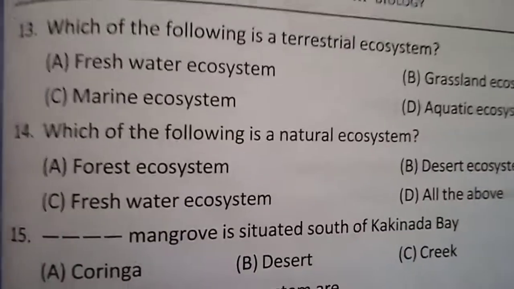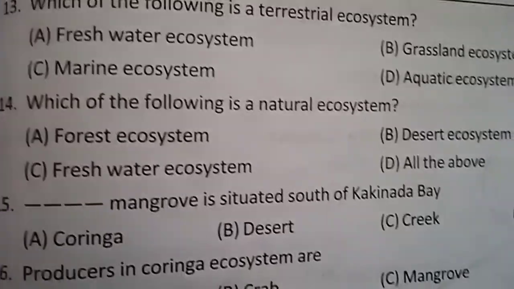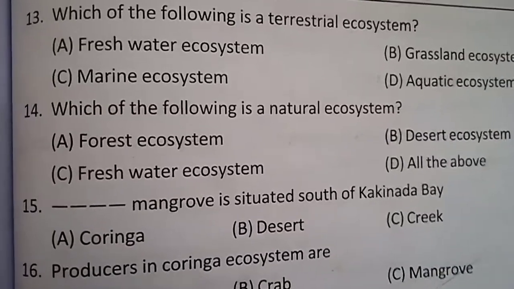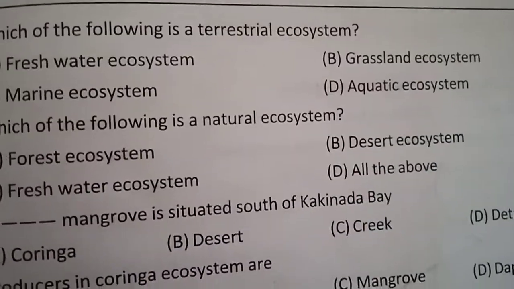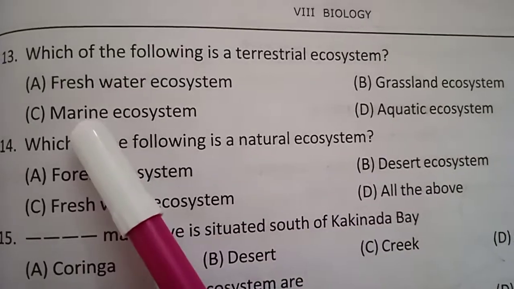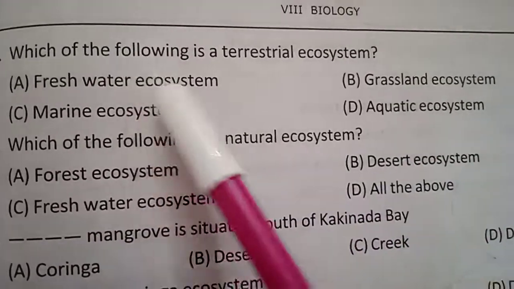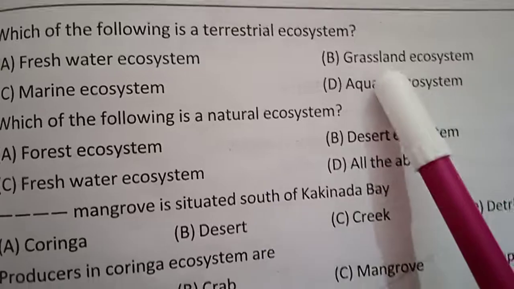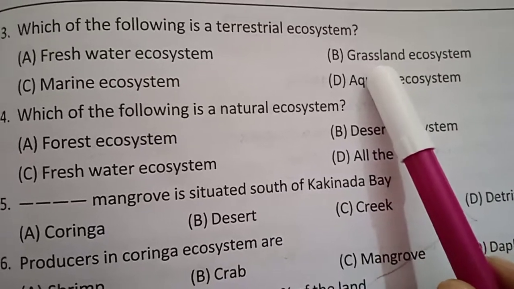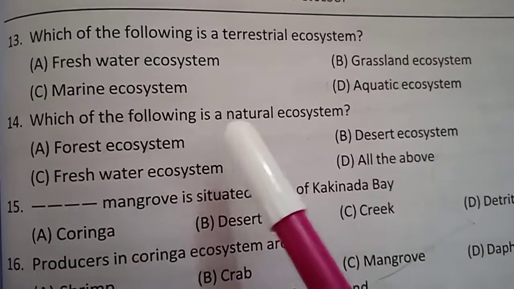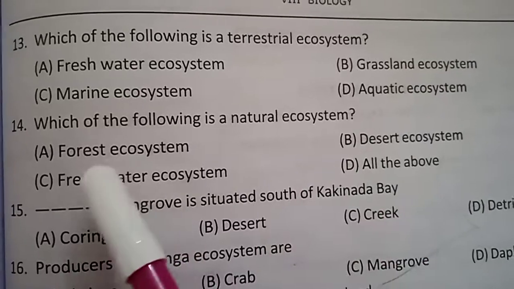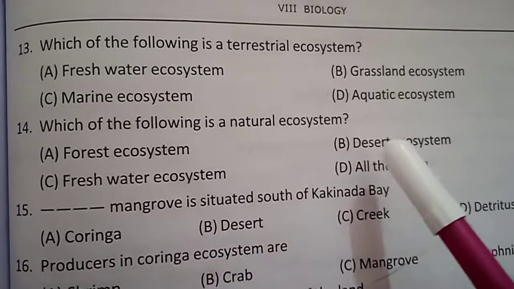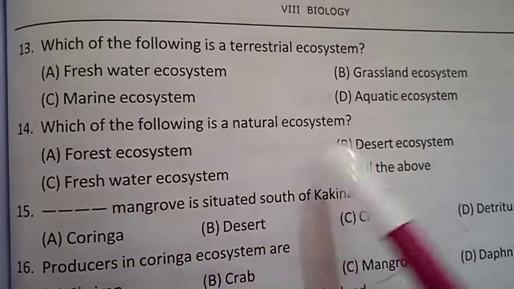Which of the following is a terrestrial ecosystem? Terrestrial means what? Land. See here the other options here. Freshwater, marine, aquatic, all these are related to the water. So what is the answer here? Grassland. Which of the following is a natural ecosystem? Forest, freshwater, desert. So all are the natural ecosystem only.